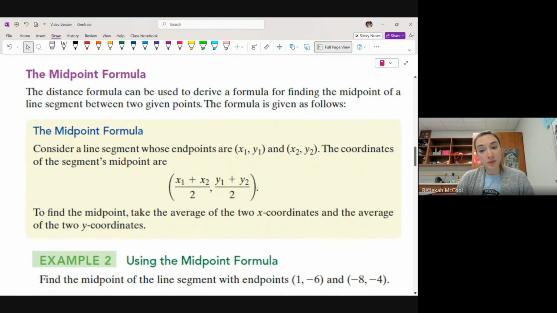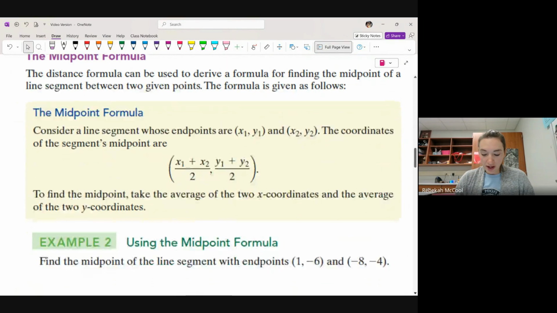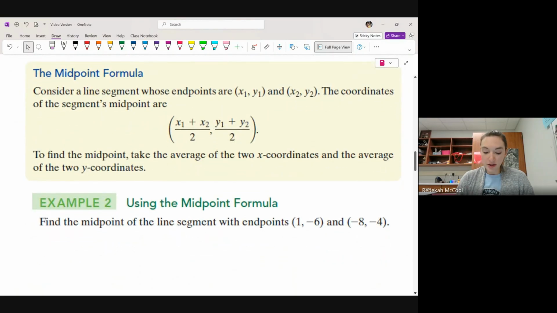Next, we have the midpoint formula. So this is finding the middle between 2 coordinates, both in the x and y's. So if we have a line segment with certain endpoints, we're going to average the parts essentially: x1 plus x2 over 2, and then y1 plus y2 over 2.